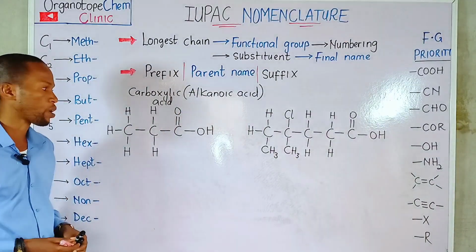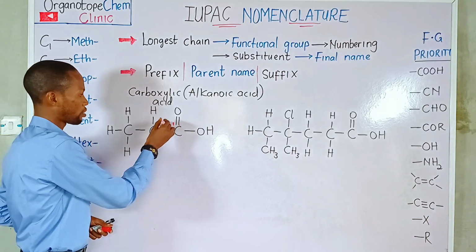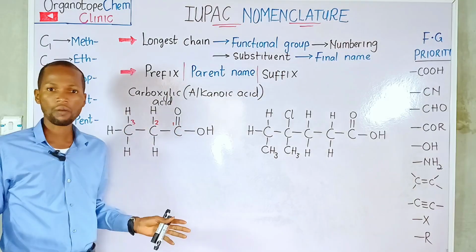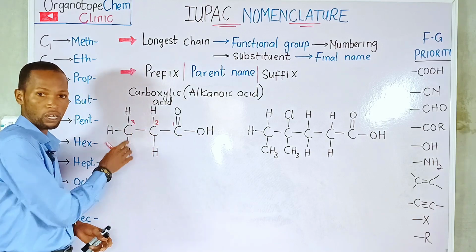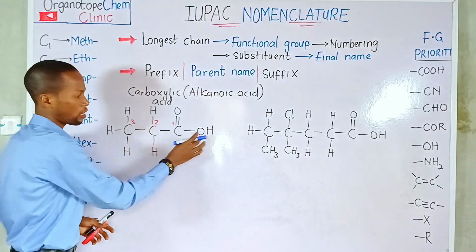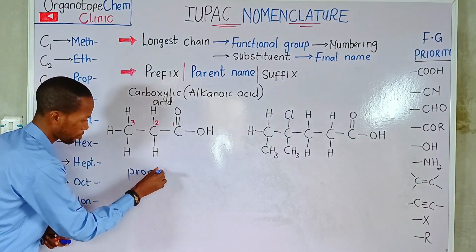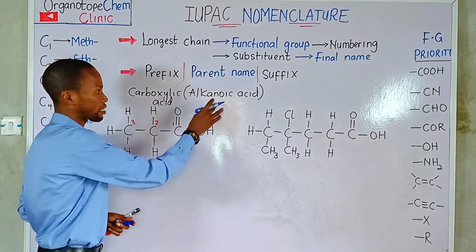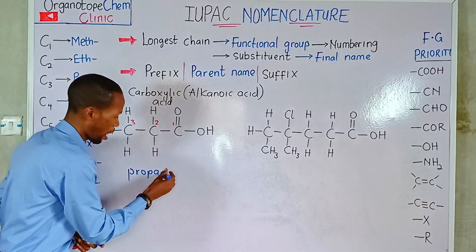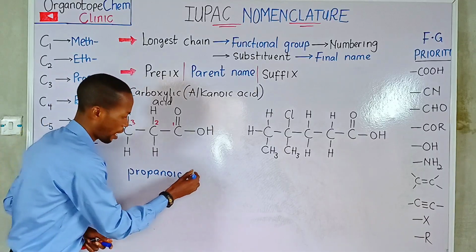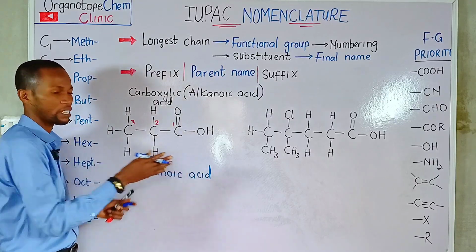How do we name this compound? We are expected to number from the functional group. We have 1, 2, 3. Okay. How many carbons are there in the longest continuous chain? We have 3 carbon atoms. How do we name this organic compound? If we ignore this functional group, the name is propane, right? So since the class name ends with oic acid, I'm going to remove the E right here and introduce oic acid. So the IUPAC name of this compound is propanoic acid.